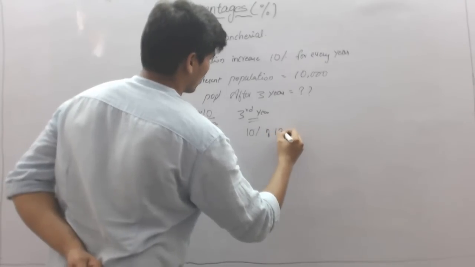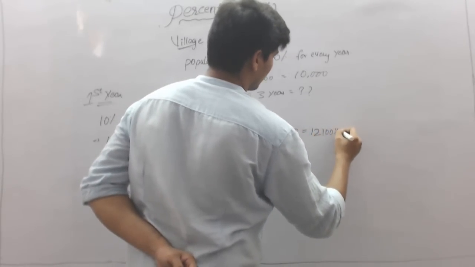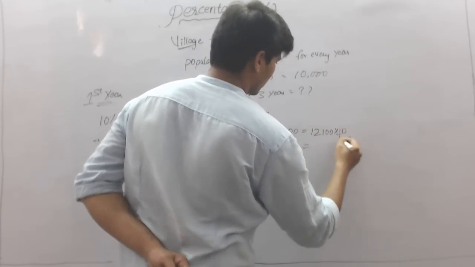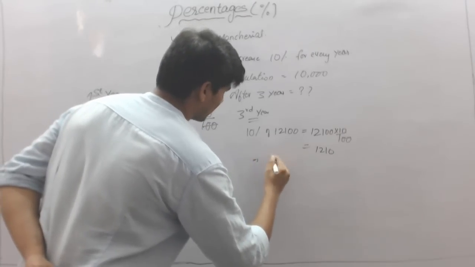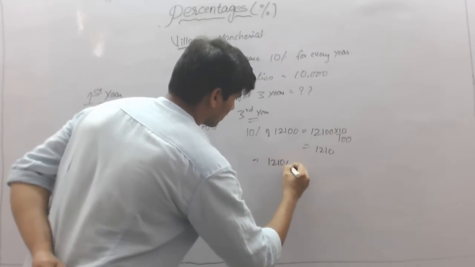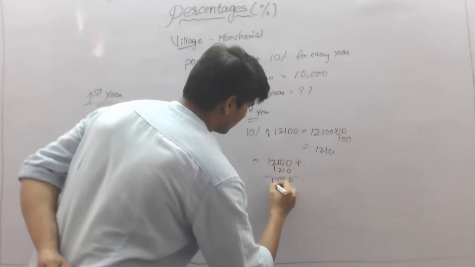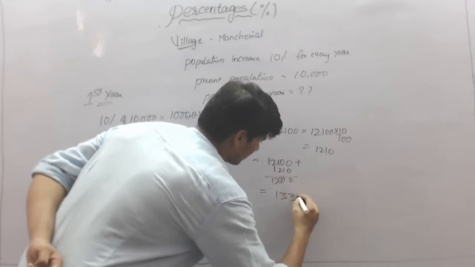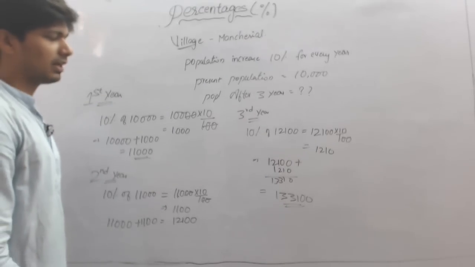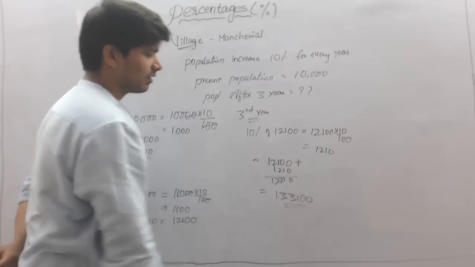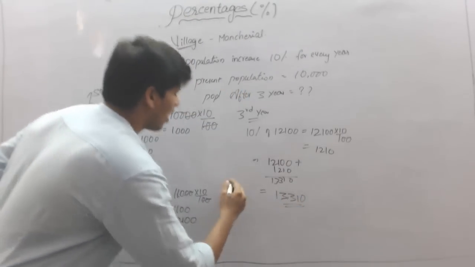10% of 12100, that is 12100 into 10 by 100. Got cancelled. 1210. So the final population is 12100 plus 1210, that gives 13310. Got clarity? This is the population after 3 years.